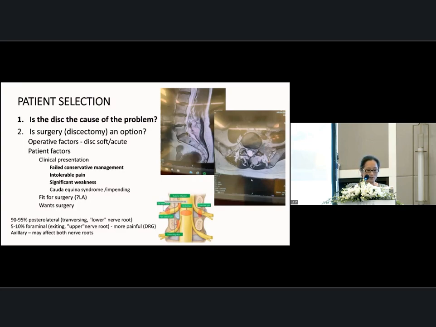So most of the disc prolapses are in the posterolateral aspect of the disc, and they affect the traversing or the lower nerve root in the lumbar spine. In up to 10% of cases, they can be foraminal and they affect the exiting nerve root, and they can be very painful with a very small disc because it's at the narrowest point of exit of the nerve from the bone, and it affects the dorsal root ganglion. If the disc is more at an axillary level, then it may affect both nerves.